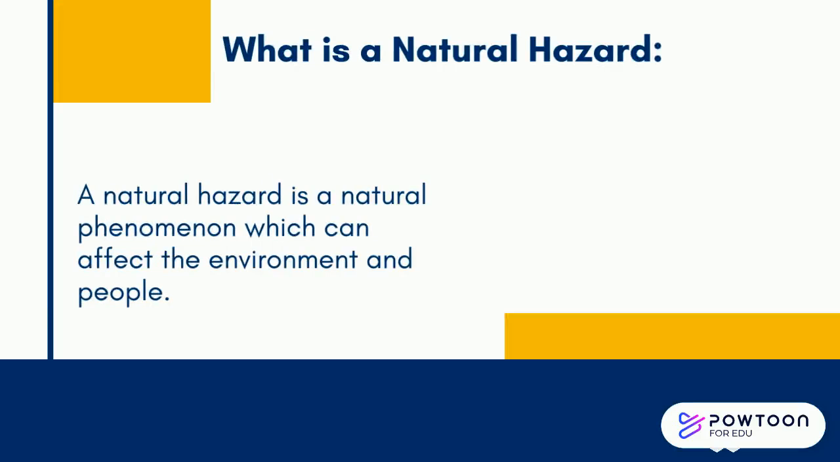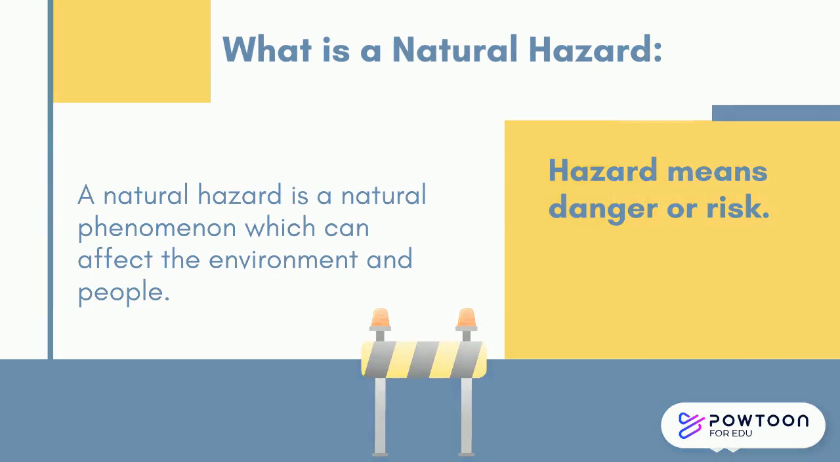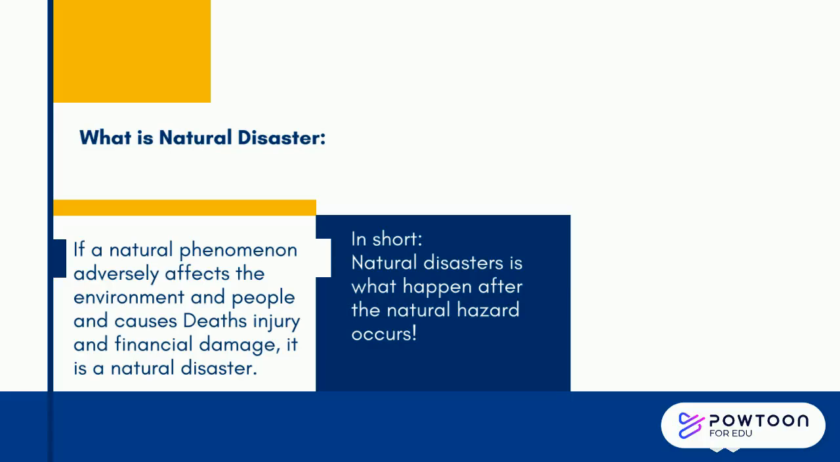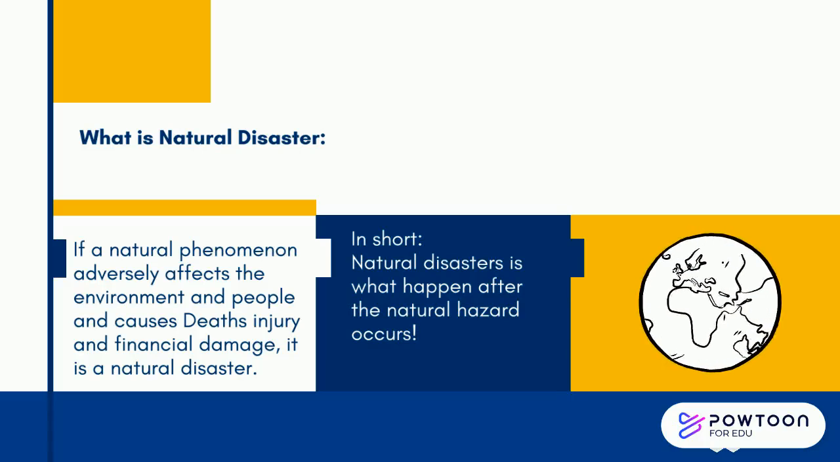What is a natural hazard? A natural hazard is a natural phenomenon which can affect the environment and people. Hazard means danger or risk. What is a natural disaster? If a natural phenomenon adversely affects the environment and people and causes death, injury, and financial damage, it is a natural disaster. In short, a natural disaster is what happens after the natural hazard occurs.